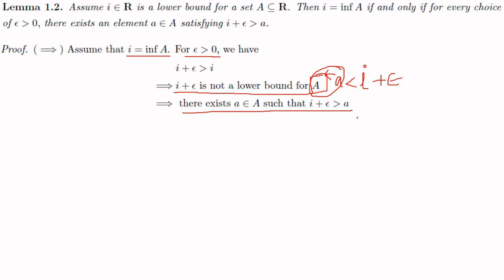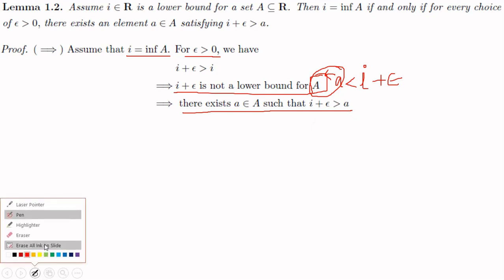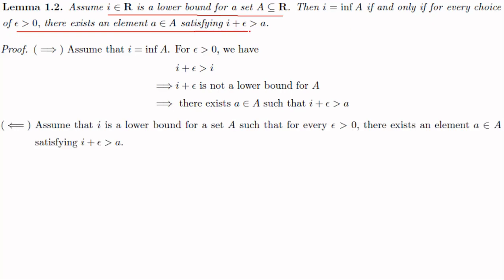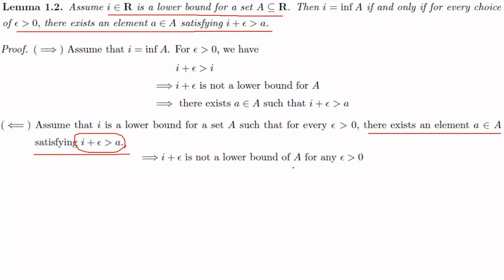Now, to prove the lemma in the backward direction, we shall assume that I is a lower bound for the set A. And also, for every epsilon greater than 0, there exists an element A, element of capital A, satisfying I plus epsilon greater than A. Now, since there exists an element A in capital A satisfying I plus epsilon greater than A, it implies that I plus epsilon is not a lower bound of the set A for any epsilon greater than 0.